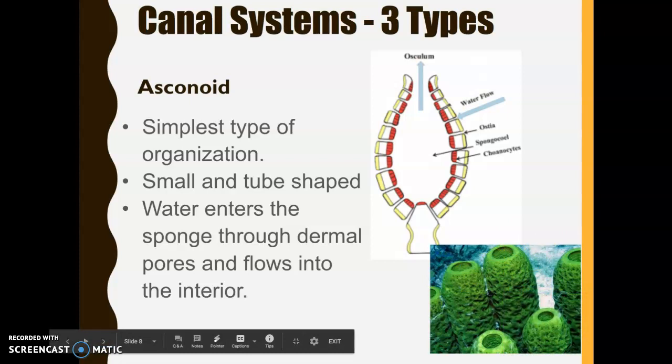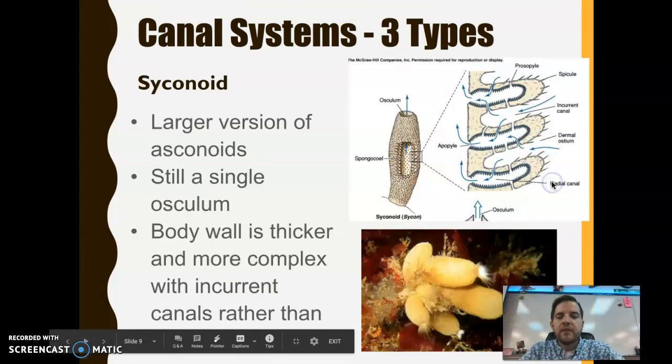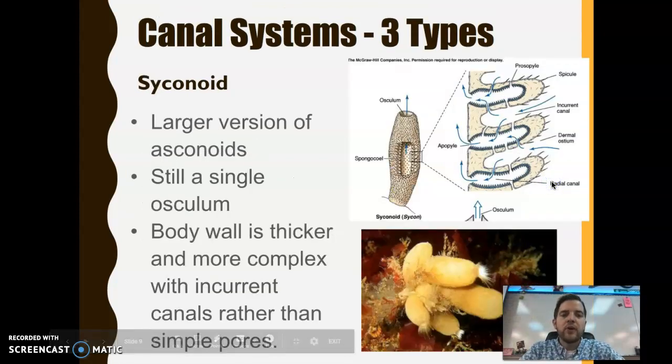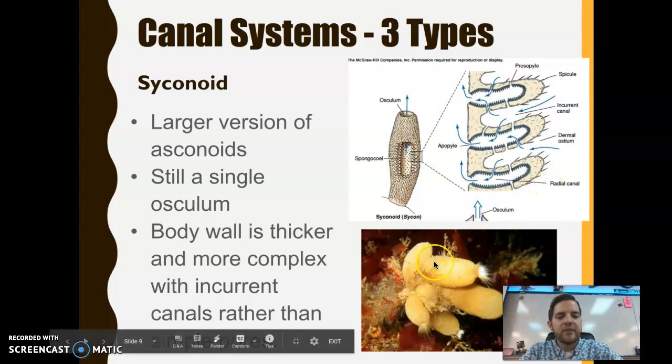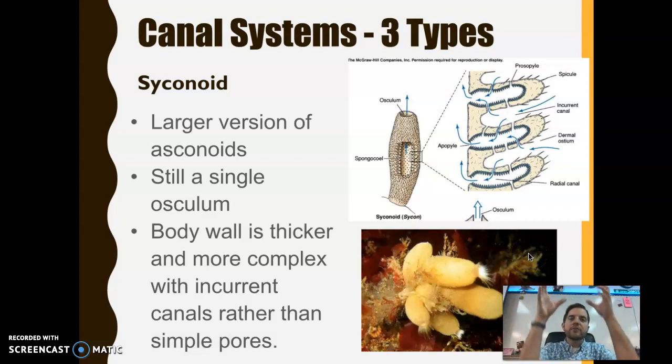Here's a picture down here of some asconoid sponges. The second is syconoid. So syconoid sponges are a little bit more complex. You'll notice on the outside of a syconoid sponge that they aren't smooth. They have a lot of roughness to them.